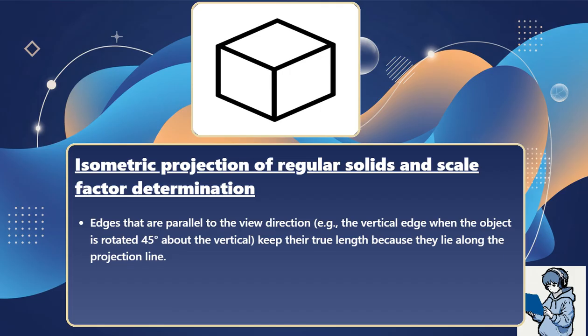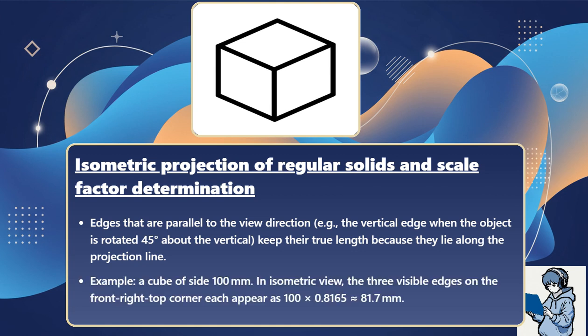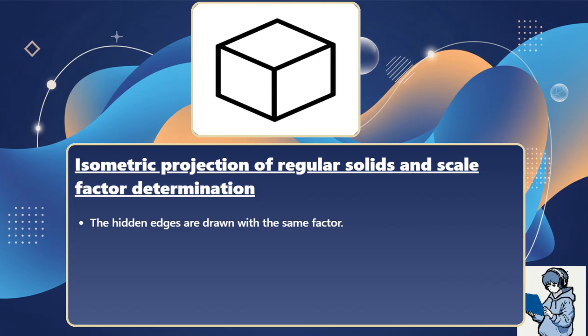Edges that are parallel to the view direction, for example the vertical edge when the object is rotated 45 degrees about the vertical, keep their true length because they lie along the projection line. Example, a cube of side 100 millimeters. In isometric view, the 3 visible edges on the front right top corner each appear as 100 times 0.8165, approximately 81.7 millimeters. The hidden edges are drawn with the same factor.